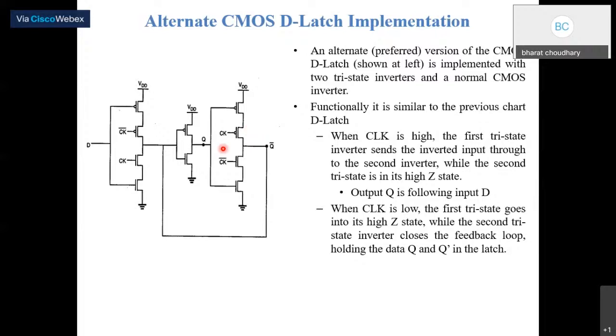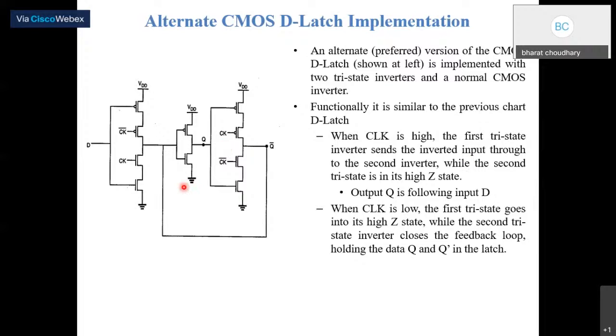When the clock is low, this will be on, and this will also be on, which means the output will be confused about which state to attain, either 0 or VDD. So this is called the high impedance state, or the tri-state. That's why these are called tri-state inverters.